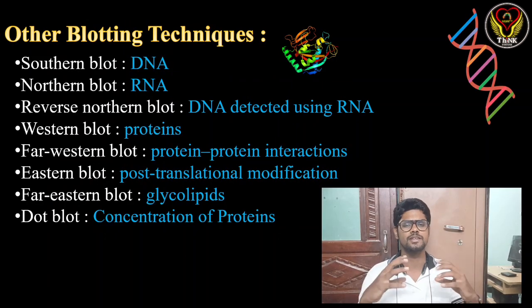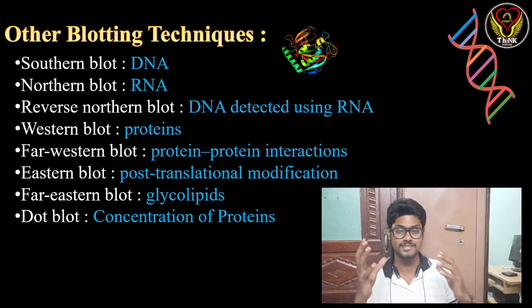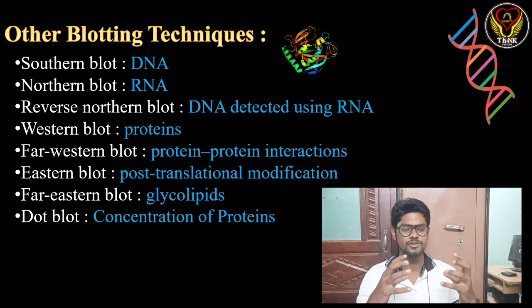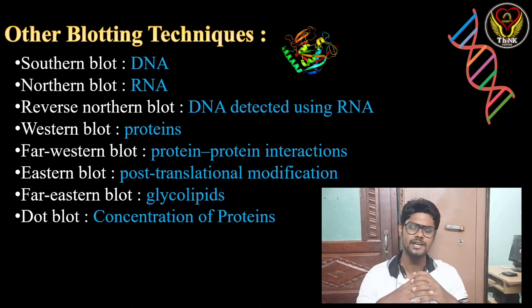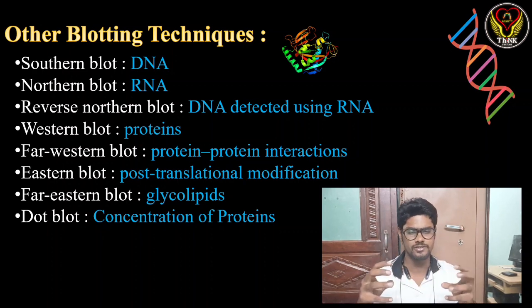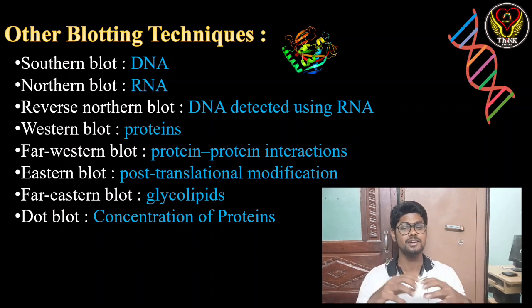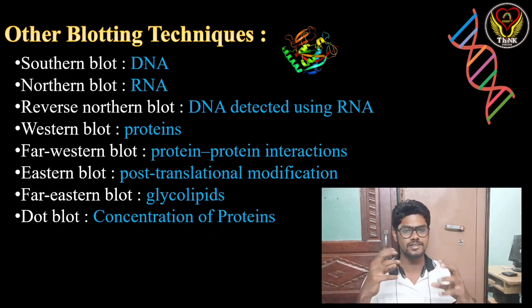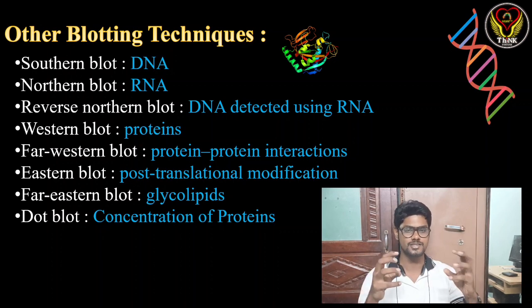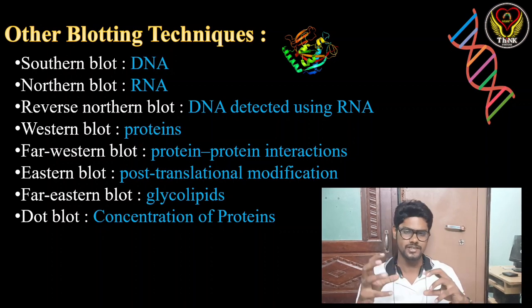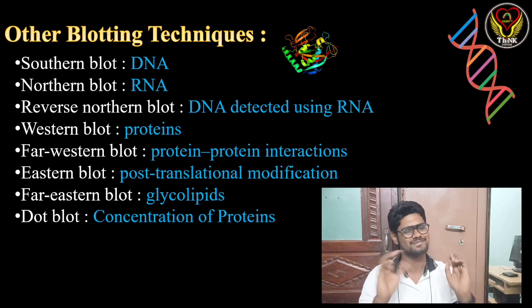Apart from these 4, there are other blotting techniques also. Like there is reverse northern blotting, in which we use RNA to detect DNA. So DNA is detected using RNA. And there is far western blotting, in which we study protein-protein interaction, and far eastern blotting, in which we study glycolipids. And there is dot blot, which means the concentration of protein is detected. These kinds of other blotting techniques are also there.